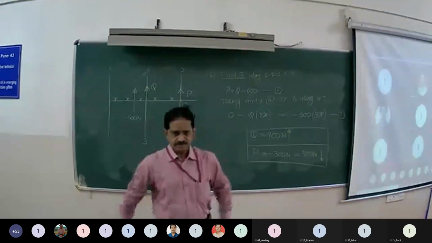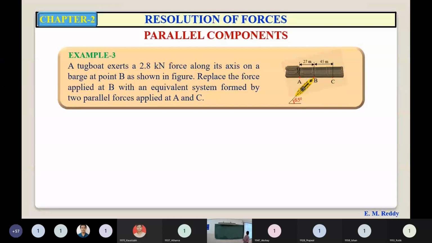It is opposite. A tugboat exerts 2.8 kN force along its axis on a barge at point B as shown in figure. Replace the force applied at B with an equivalent system formed by two parallel forces applied at A and C. Equivalent system formed by two parallel forces means the effect of that new system and the effect of the given system should be the same.